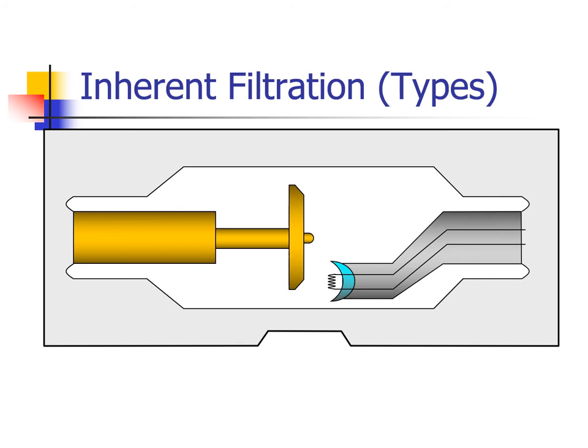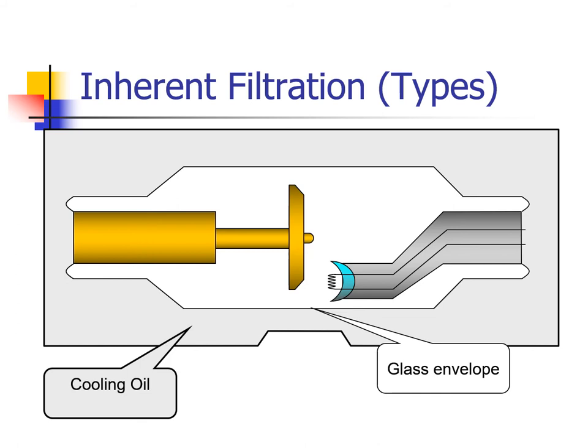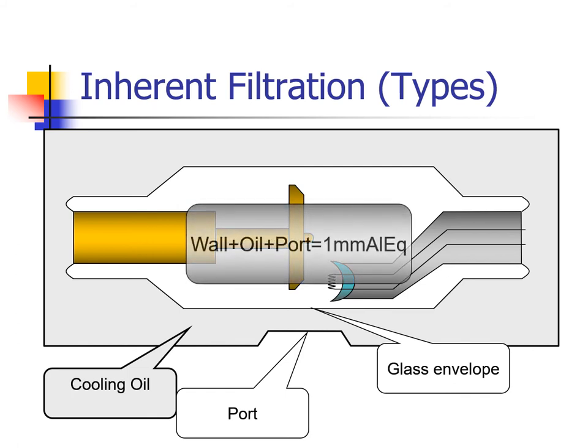With that said, note that any material that interposes the beam will act as a filter and must be taken into account in a filtering consideration. Here is a common X-ray tube, and the beam must traverse three items before it leaves the tube. First, the glass envelope. The envelope consists of Pyrex glass. Next comes the cooling oil, and finally the tube port, which is made of plastic. These three items are classed as inherent filtration and produce filtration equivalent to about 1 millimeter of aluminum.